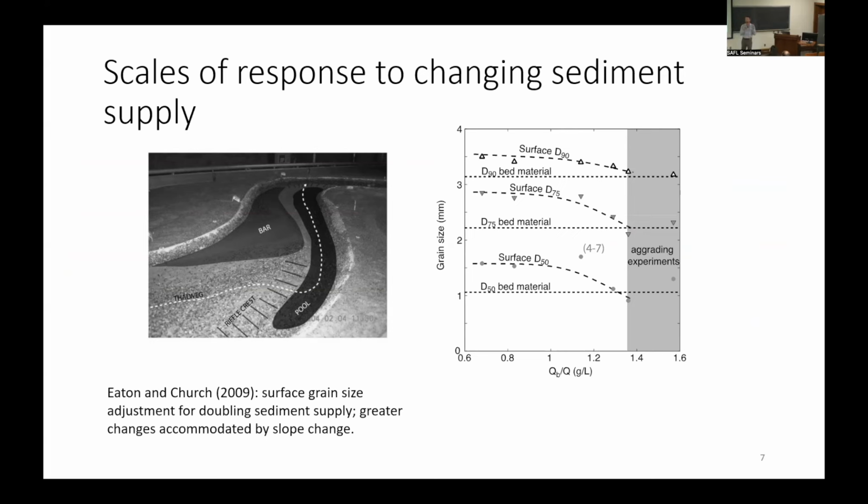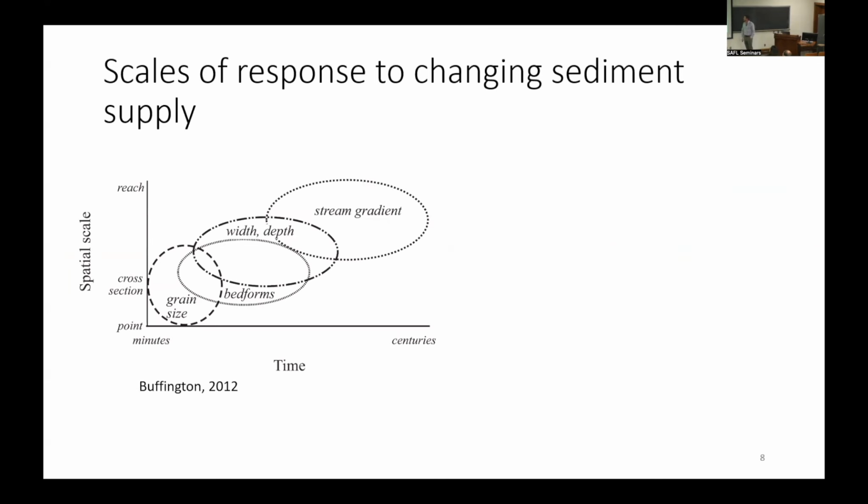We've seen changes in the sorting with the patches. We've seen pools filling in or not. We've seen changes in the surface grain size. We've seen changes in the bar morphology. There's all these things that the stream can do to accommodate changes in sediment transport or sediment supply. And how do we make sense of what's going to happen when and where?